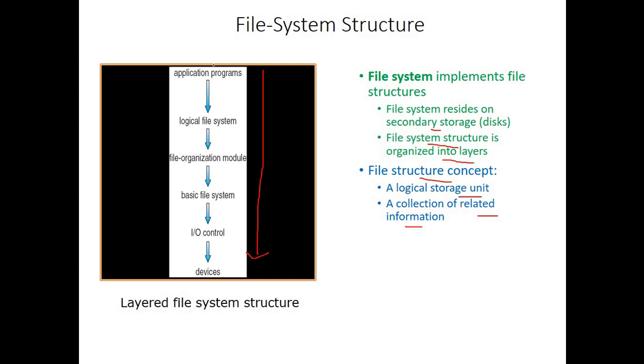So, the layered file system structure. It contains application programs on the top layer, which provide what are all the files that need to be accessed and what operations are to be performed on the files. Then the logical file system, file organization module, basic file system, I/O control and devices layer are maintained.